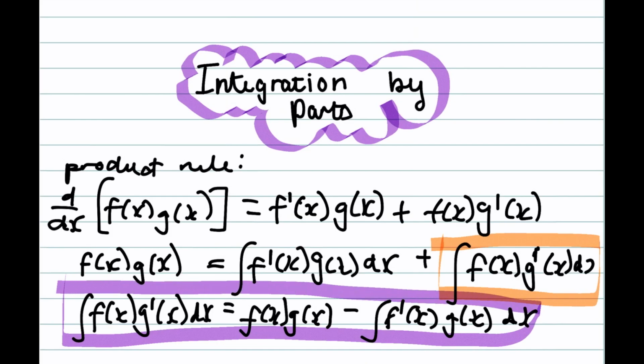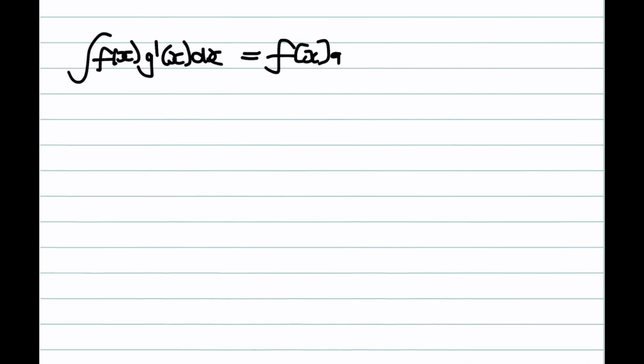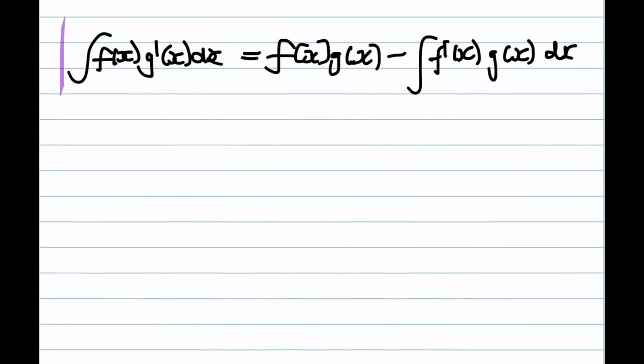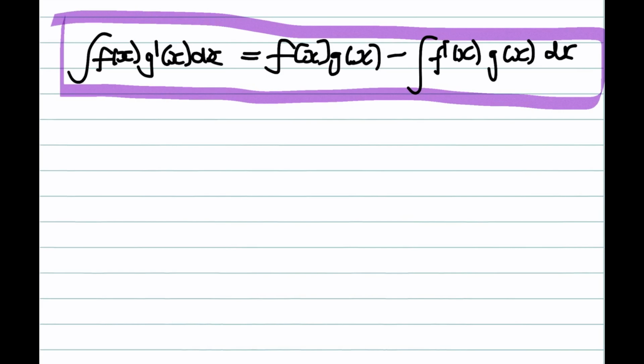Okay, so let's use an example. Okay, let's first write down what the formula is. So the formula is, again, the integral of f(x) g prime x dx, which is equal to f(x) g(x) minus the integral of f prime x g(x) dx. And remember, this is the formula that we're going to use for integration by parts.